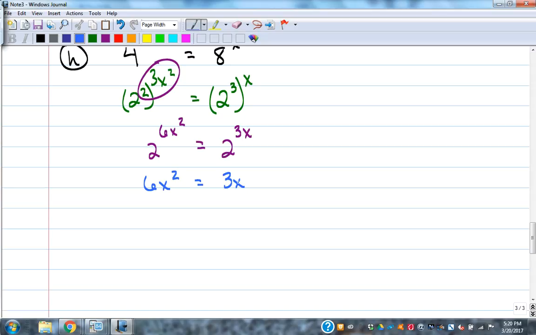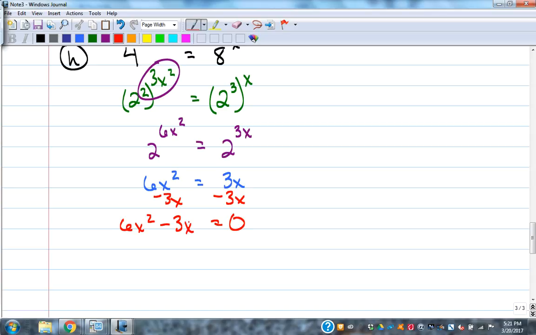And we've got to think, oh, that's quadratic. How do I solve that? Because it's got x squared in it. To solve a quadratic, what does it need to be equal to first? 0. I'm going to move the 3x over. So that's 6x squared minus 3x equals 0.